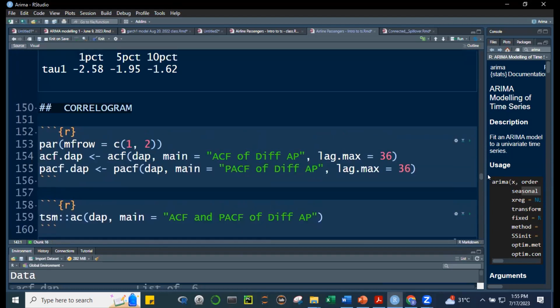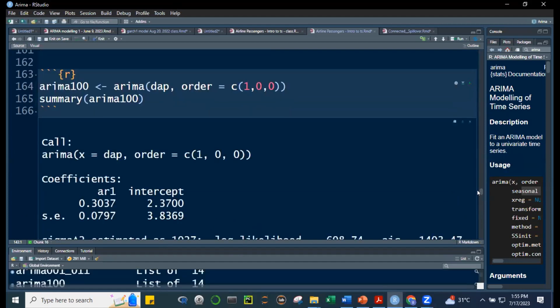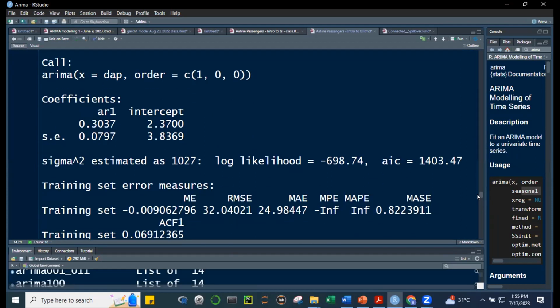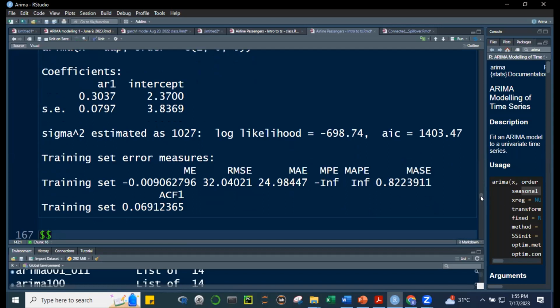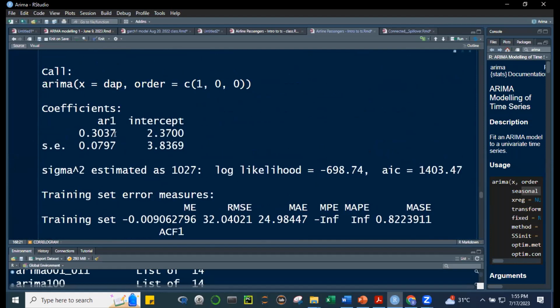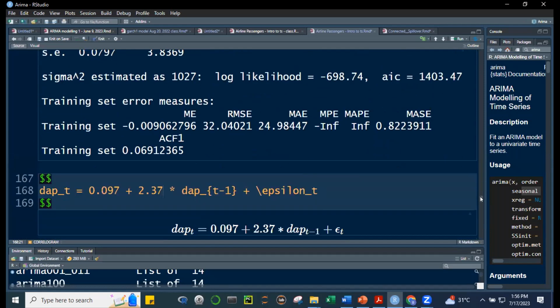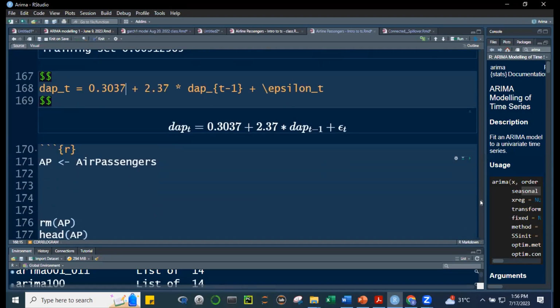Alright, punta na ako dito sa ARIMA. ARIMA ng DAP, ARIMA 100. So ang equation natin, tama na ba, class? 0.3037 na? Yes po, sir. Okay, good. So dapat 0.3037 at saka 2.37. This should be 2.37, and yung AR1 component natin is 0.3037. Control C. Thank you for pointing that out, class. So yan yung AR natin. Okay, good. We're on the same page now.